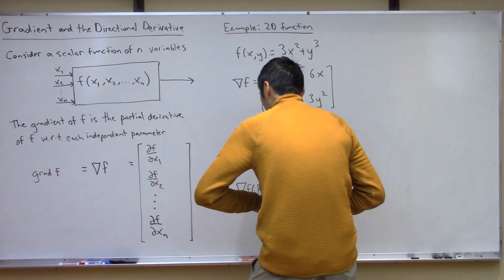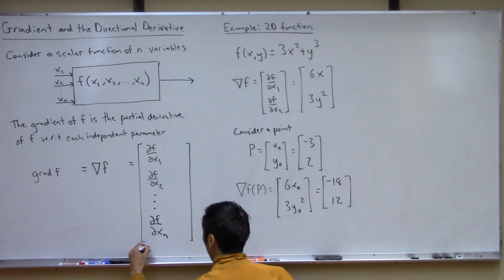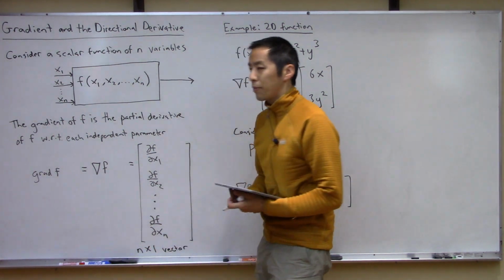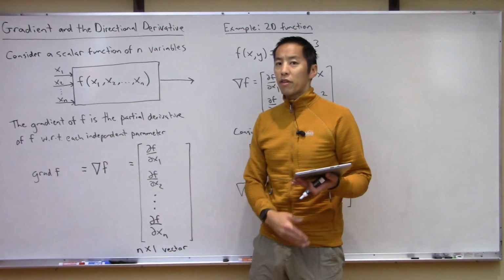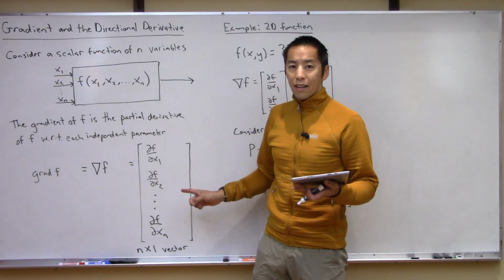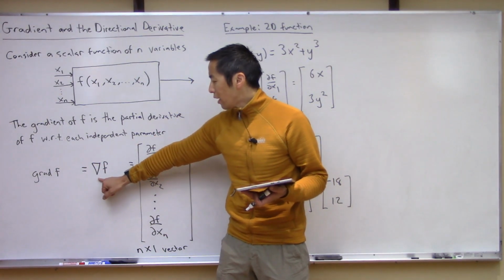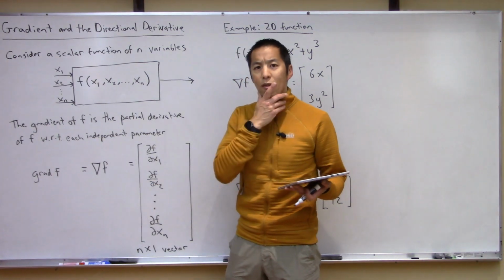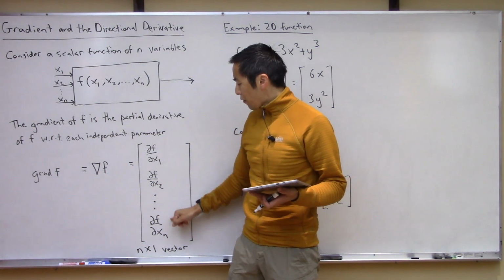Or a 1 by n, depending on how you want to write it. I always like to think about this as an n by 1 vector. I like to stack things up vertically, but it really doesn't matter. It depends on your application, but it's nothing more than a stacked up version of the partial derivatives in vector form. A lot of times you're going to see this written as grad f, or del f, or nabla f.